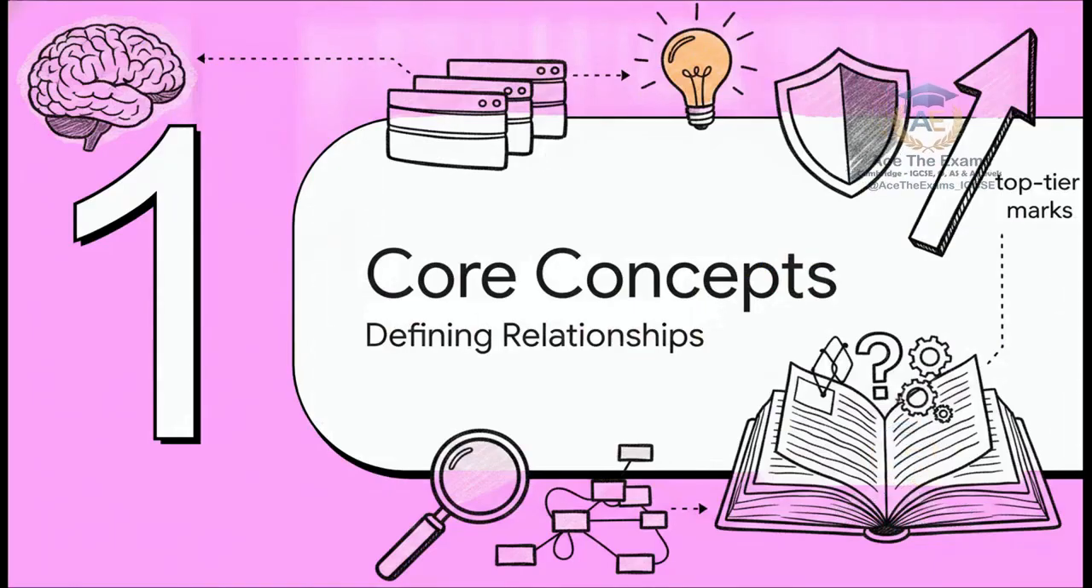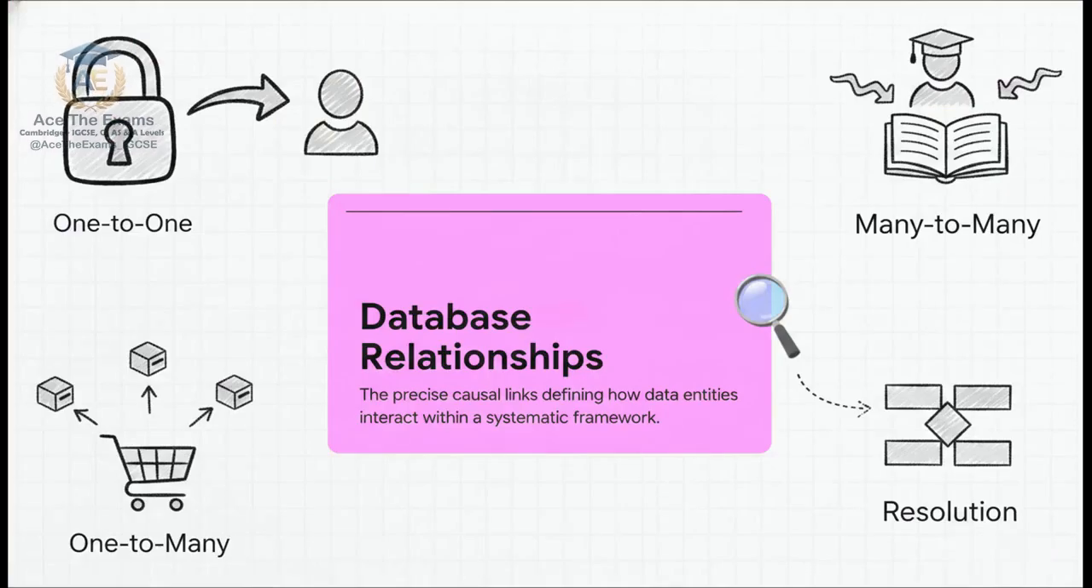Let's move into our first major section, core concepts, and establish the theoretical architecture you actually need for top-tier marks, because you simply cannot apply a concept that you cannot clearly define. Let's ground ourselves in the exact definitions and causal links that Cambridge examiners demand to see before they give out any analysis marks. First up, the one-to-one relationship. These are rare, but they are critical.